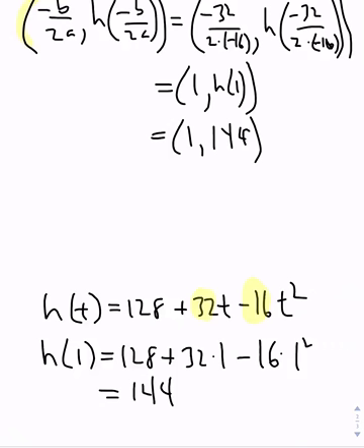The first coordinate represents time, and in fact, what it represents is the time at which we reach the maximum height. So we reach the maximum height at 1 second. The maximum height is the second coordinate. Remember, the second coordinate represents height, so the maximum height is 144 feet.